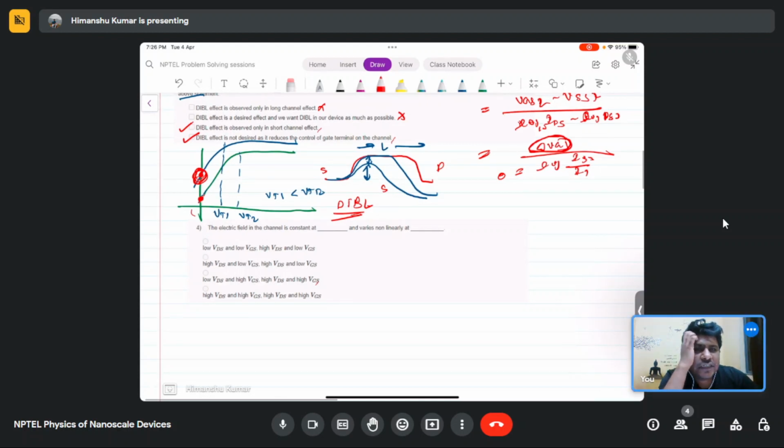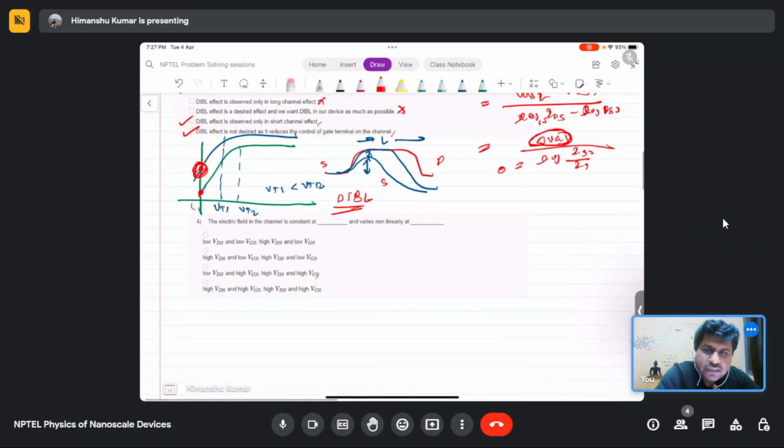A large amount of charge flows from source to drain because of the decreased potential barrier due to short channel effect. Can you rephrase your question? Can you repeat your question?